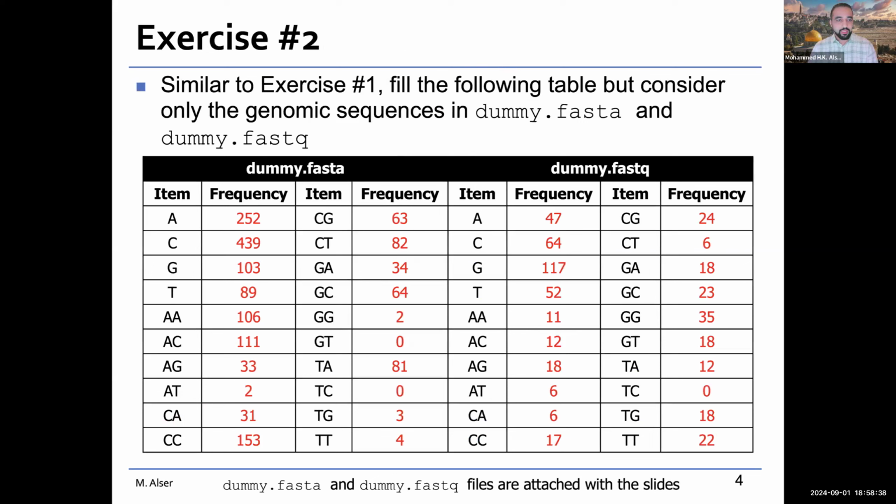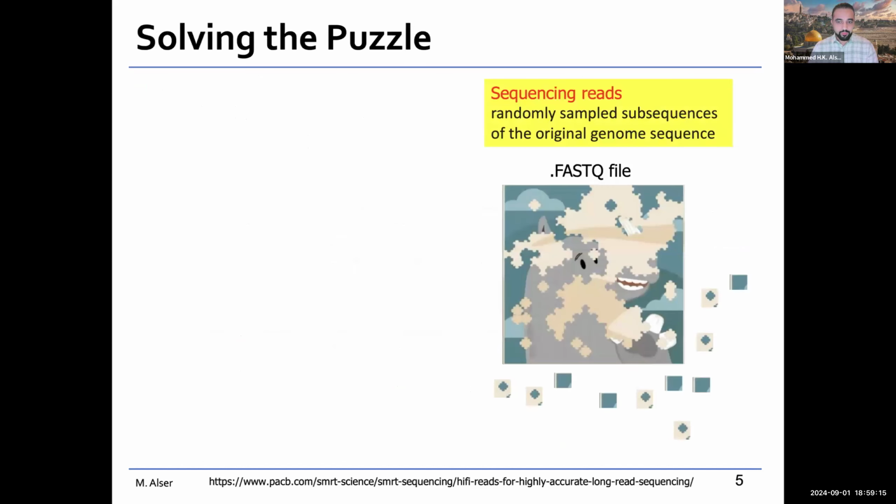طيب المرة الماضية أعطيتكم exercise number 2. هو إنه to count or to calculate the frequency of some items in two genomic files. One of them was FASTA format and the other one FASTQ format. This is the solution to the exercise. Remember, in this exercise, we ignore everything else except the genomic sequences. So we ignore the header, we ignore the sequencing quality, we ignore the separator, like the plus sign and all those stuff. All right? Okay.